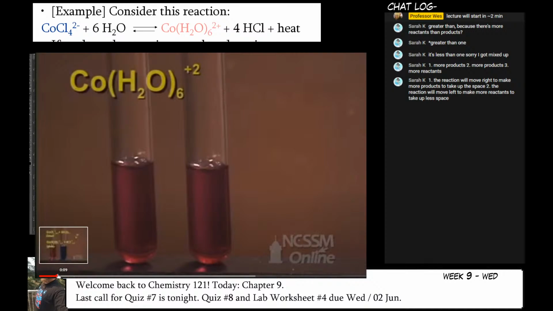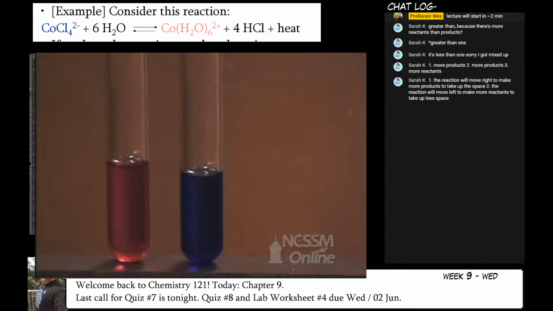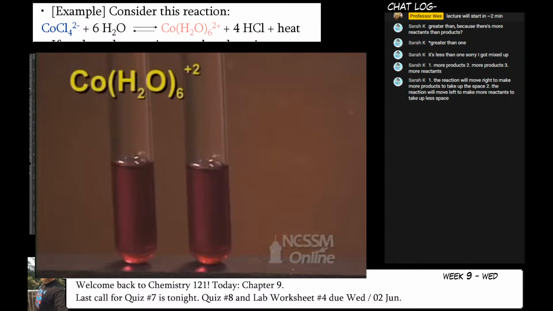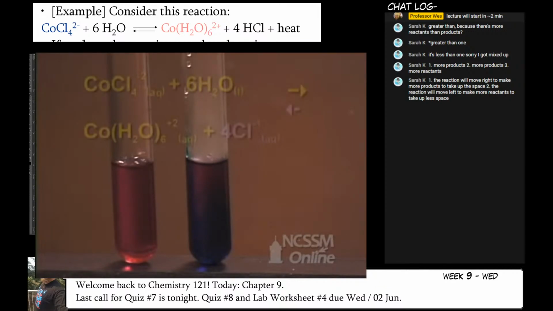Okay. So there's both solutions on the screen there. There's the blue one and the pink one. The pink one is the water one. The blue one is the chloride one. So what we're going to do is start with the pink one, and we're going to add HCl to it. You can see up here at the top, if you add HCl, you have too much HCl. The reaction should be driven in the direction of the blue thing. And you can see that it's turning blue as we do that.